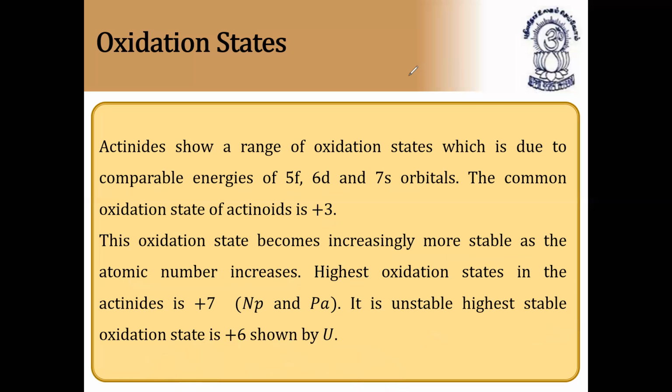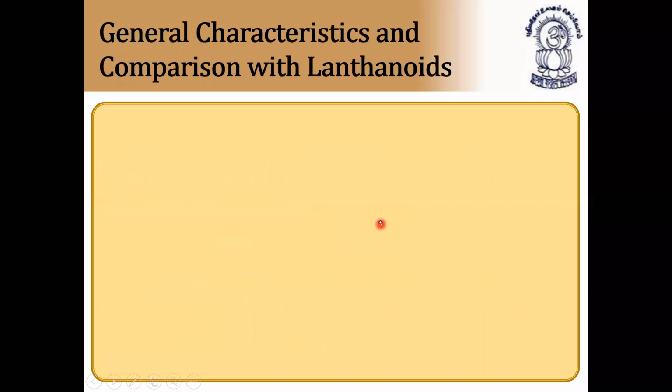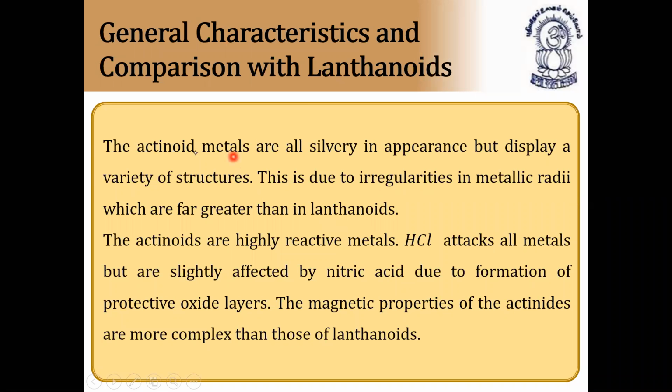That's why all the elements in this are important, because they'll ask questions based on this. Next, general characteristics and comparison of actinoids with lanthanides. The actinoid metals are silvery in appearance but display a variety of structures. This is due to irregularities in metallic radii, which are far greater than lanthanoids.